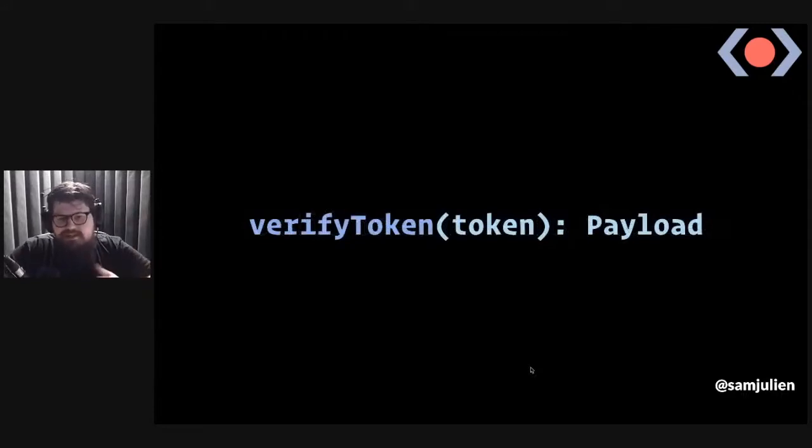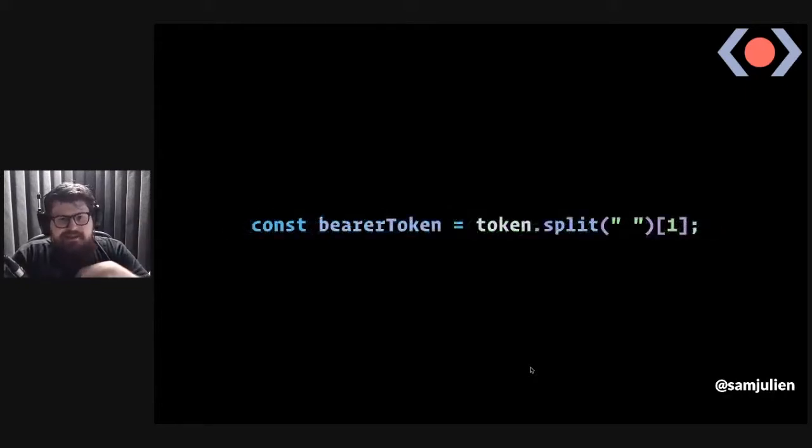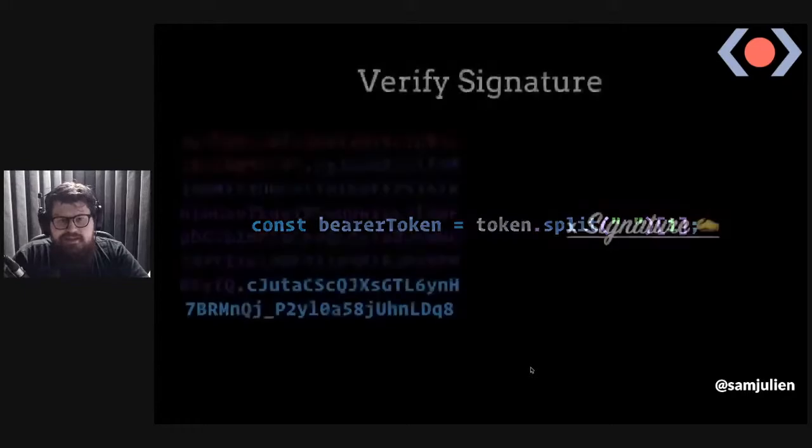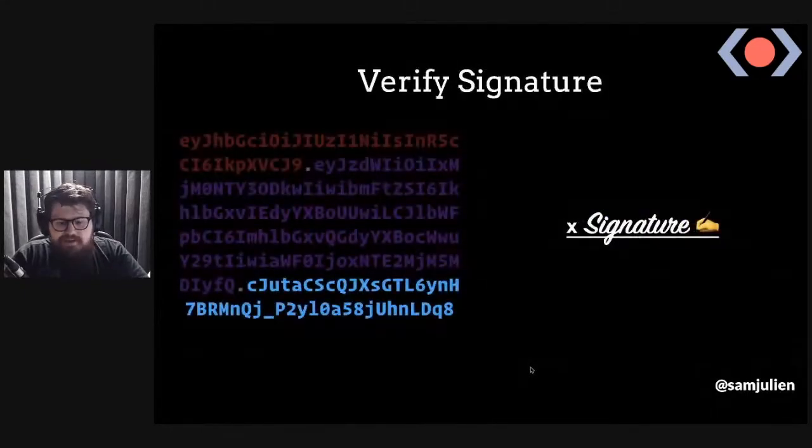We need to create a method called verifyToken that's going to receive the token and then give us back the decoded payload of the token. Remember, it's going to be in this format where it says bearer, and then it's going to have the token. So we need to split out the actual token. We don't need that bearer word in there or the space. So we can split on the space and then get the token out of there. And then we need to verify the signature. So how do we do that?